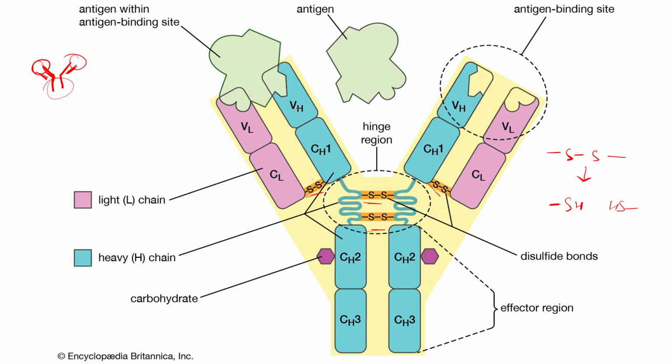So we have the heavy chain and the light chains. Four chains, two types of chain, heavy and light, with two heavy chains and two light chains. The total number of protein chains is 4.